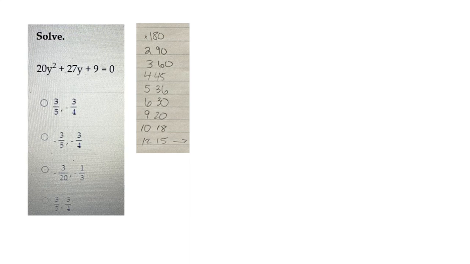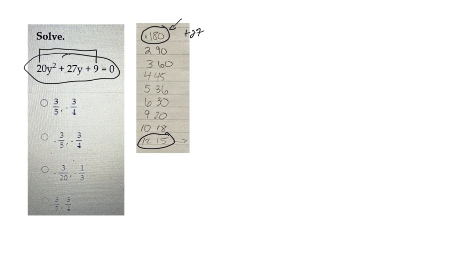Here's a good question. You're asked to solve that quadratic equation. So you want to factor it. If you're using the AC method, multiply that times that, you get 180. Perfect. Then look for two numbers that multiply to 180, but they also have to add to 27. So 12 and 15, perfect.